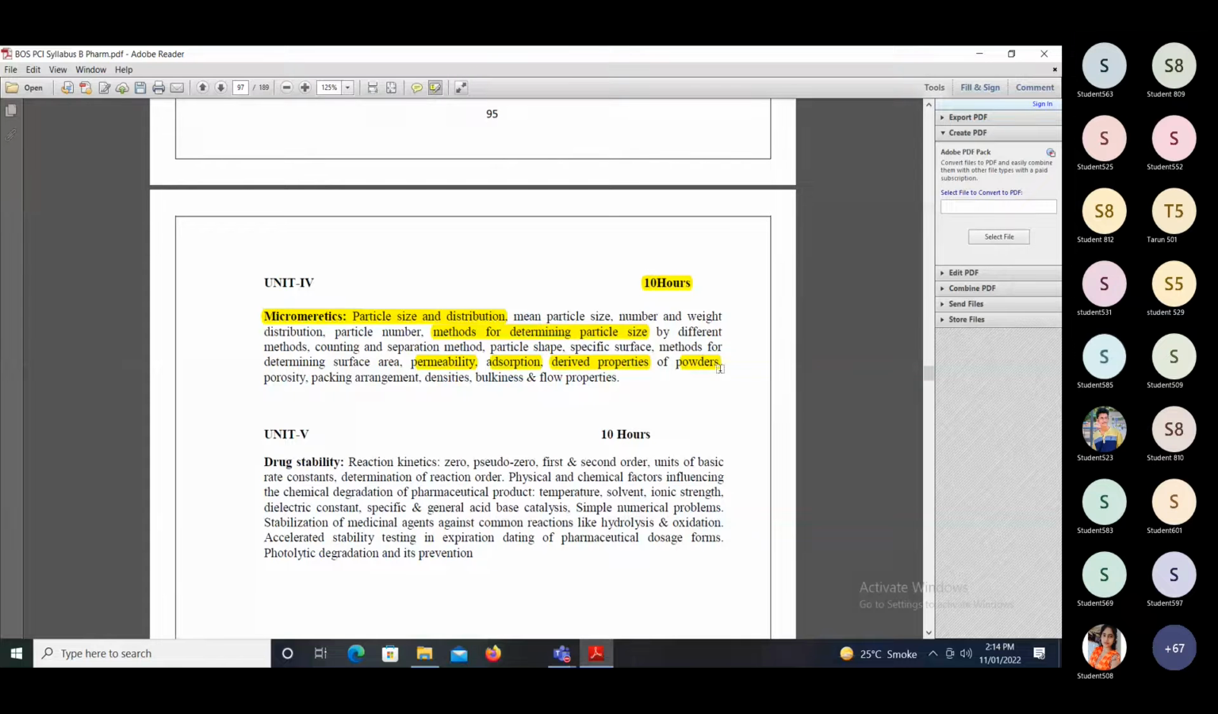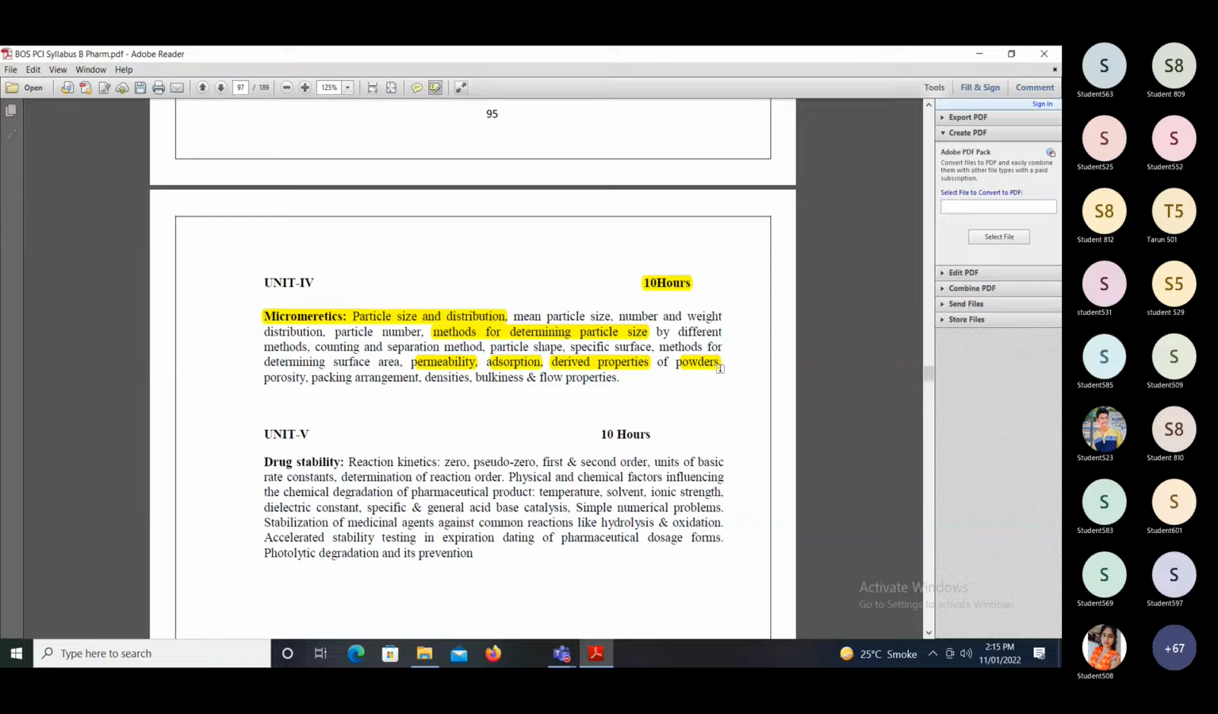Bulkiness is the reciprocal of the density. Then the different flow properties, like angle of repose and flow rate, you have to evaluate for the powder particles and then compare with the standard results according to the IP. Then you will get the flow properties for your powders, whether it is excellent flow, poor flow, very poor flow, or excellent flow properties for the drug molecules.